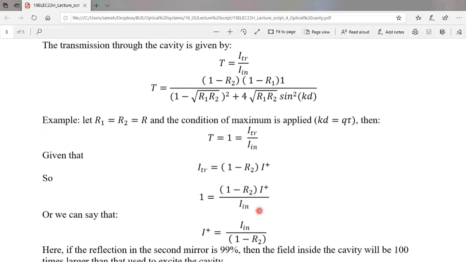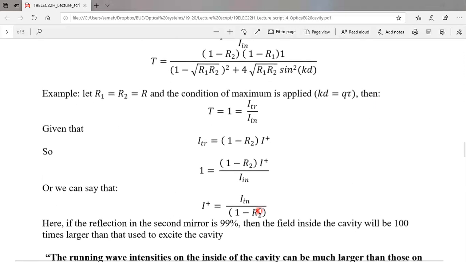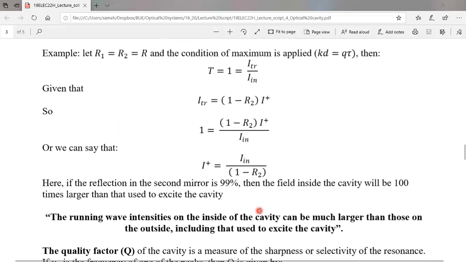These are mirrors. And as you know, mirrors are perfect reflectors, because when you stand in front of a mirror, you see your image. It's 100% reflection. Okay, let's say it's not 100%. Let's say it's 99% reflection. So that means simply that if R here equals 99%, which is 0.99, then I plus equals I incident over 1 minus 0.99, which means that I plus equals I incident over 0.01.